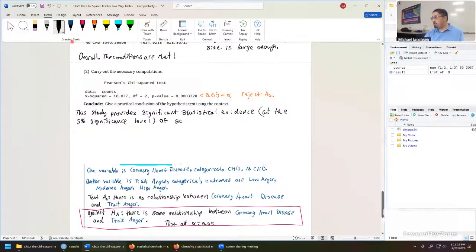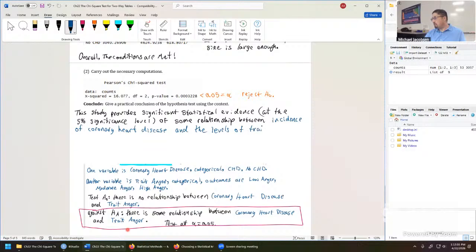So let's say of some relationship, I'll say it in these words: incidence of coronary heart disease and the trait Anger, which had low, moderate, and high levels, but we can abbreviate that if you choose. And say, the levels of trait Anger. If you want to be specific, just say low, moderate, and high. But if you say just levels like this and paraphrase a little bit, I would say that's not harmful at all for this kind of problem.